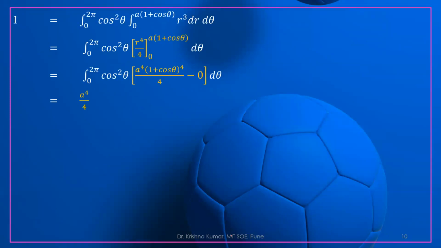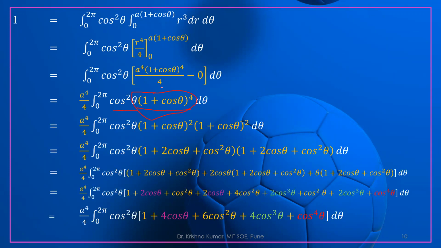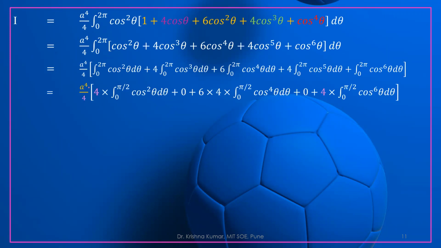So integration will be this. Again we have the same procedure, 1 plus cos theta whole to the power 4. We multiply it by cos square theta. So we have to first simplify this part by using the a plus b whole square formula. And then now here we can use the reduction formula, because in this term we are only getting the cosine term. So again the same thing, since its power is odd, it will become 0.